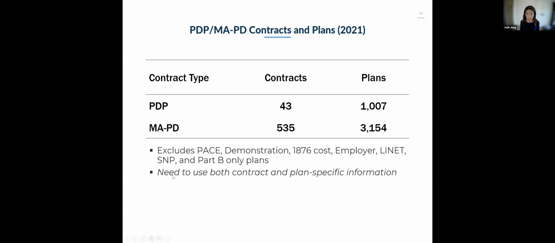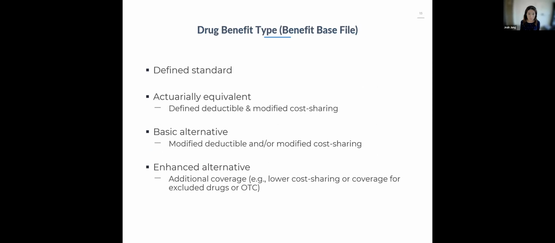There is also an indicator that tells you whether this is a Part B only plan or LINET or SMP or cost or employer-sponsored plan. And please use the EGWIP indicator, not just looking at employer direct plans. Here you have to use both contract and plan specific information. We're going to look into this a little more. You can see the plan characteristics file in the exercise, and in the Excel file you can select and see how the numbers change for yourself.